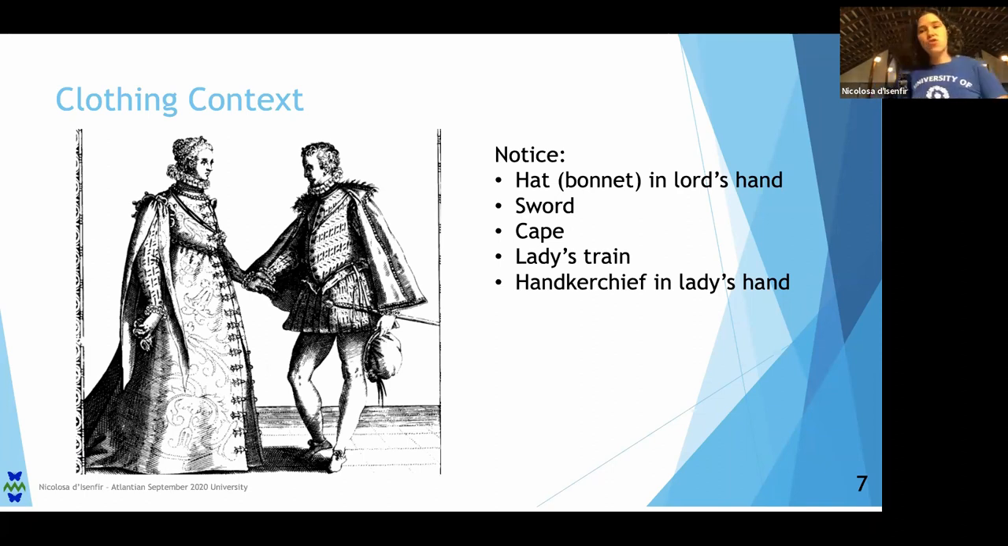Look at the lady's train. She has a nice large dress, with the farthingale underneath holding it all up. And then she's got a train extending backwards. This is going to come into play for many of the rules about the ladies. It's what you should and should not do with your train. And while we aren't going to talk about a rule specifically about the handkerchief in her hand, notice that she's got a handkerchief she's holding on to.